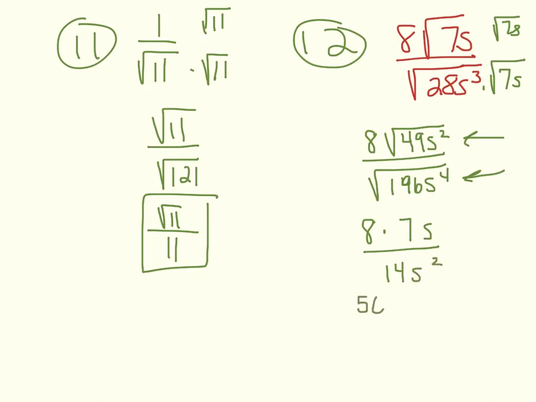That gives me 56s over 14s squared. I can still simplify this. Divide by 7. That would give me 8 over 2, which I can still simplify because 56 divided by 14 is just 4. And then where are there more s's? On bottom, one more s, so my answer is 4 divided by s. There is a lot of work here. Just keep practicing, just keep working through this, and this will get easier.